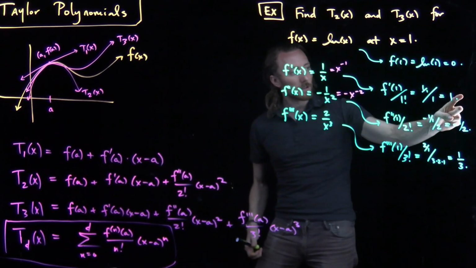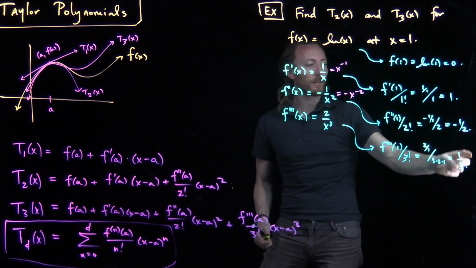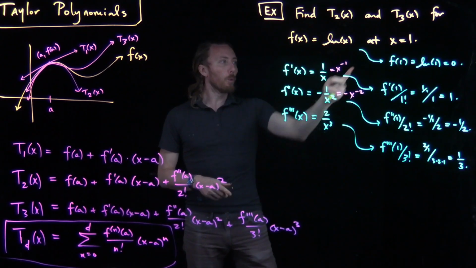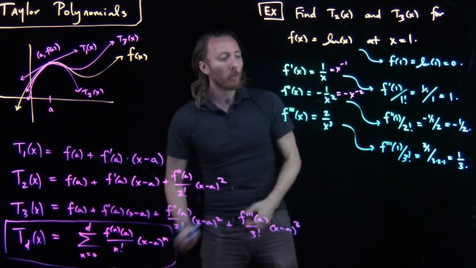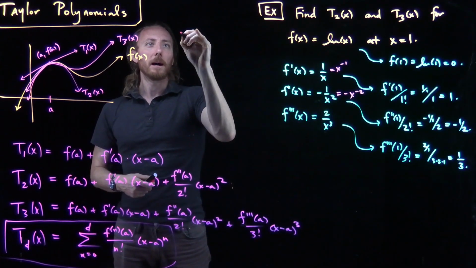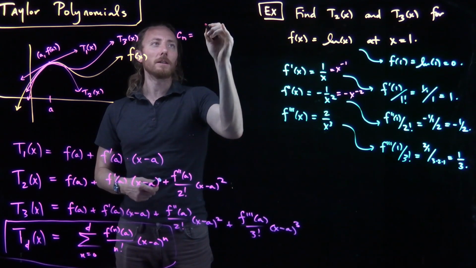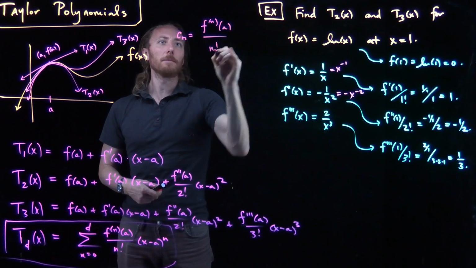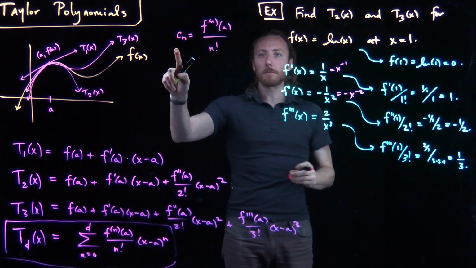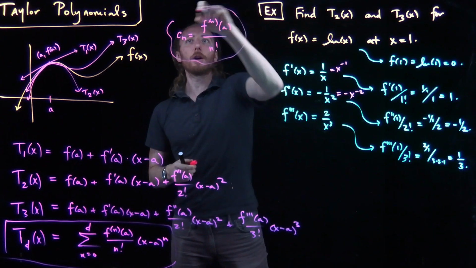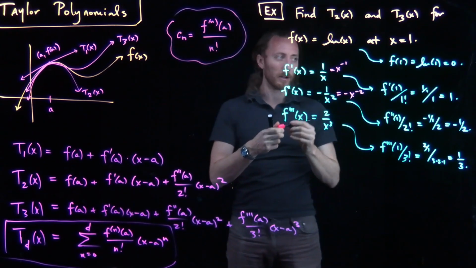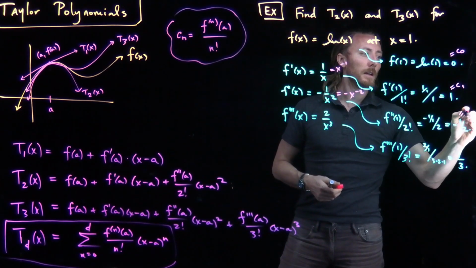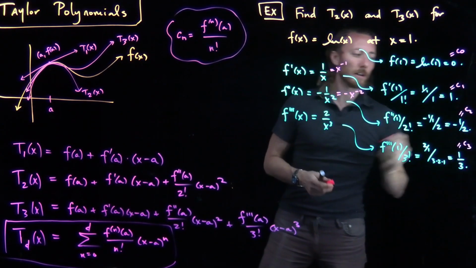In fact, if you look at these values of 1 and minus a half and positive a third, you might guess that the next one would be minus a fourth, and you would be right. But what are these values that are popping out? Based upon the fact that the nth coefficient was the nth derivative evaluated at a divided by n factorial, each of these numbers is just the nth coefficient of our Taylor polynomial. So here we have our 0th coefficient, here we have our first coefficient, here we have our second coefficient, and here we have our third.